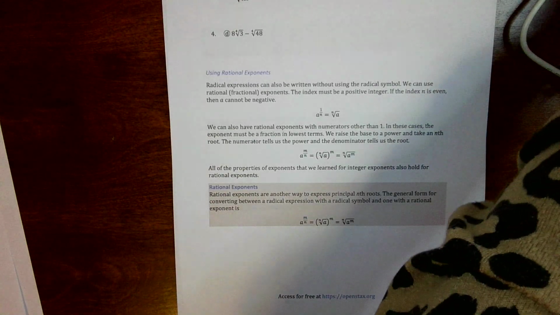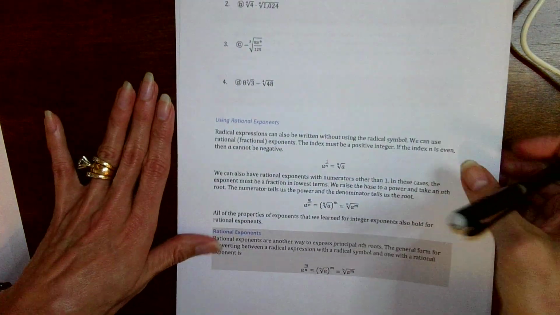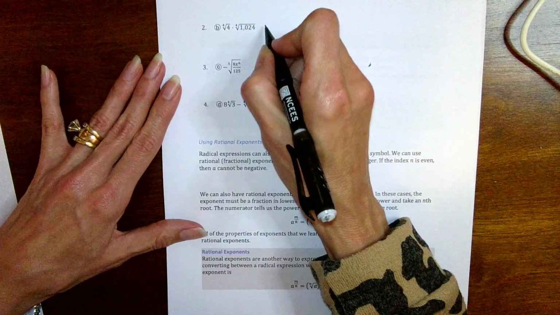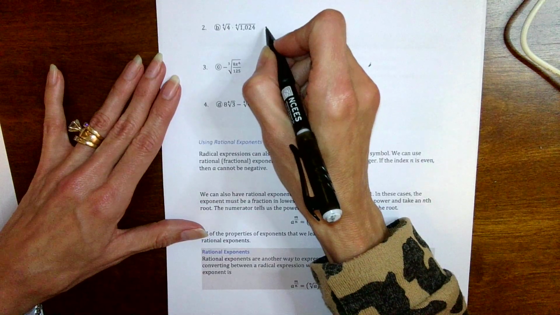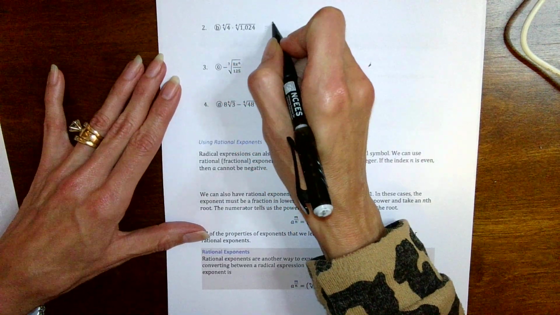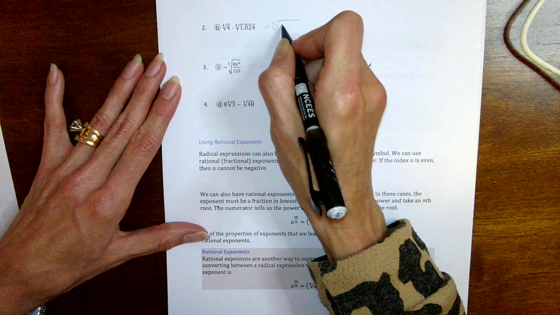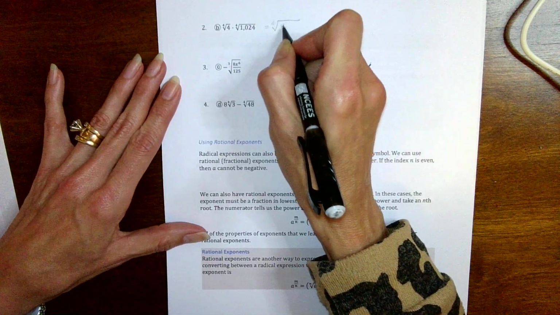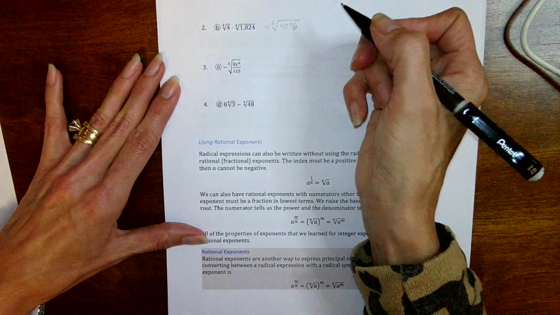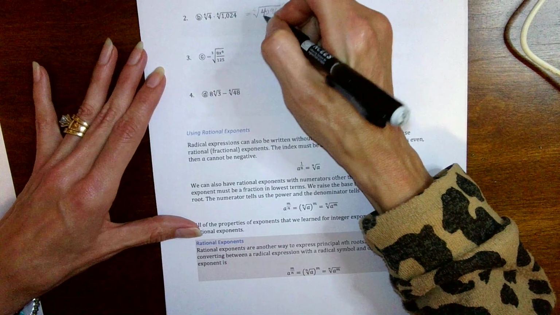Alright, let's do some more. So I'm going to go ahead and multiply this. They're both the fourth root, so this becomes the fourth root of 4096, and that one is a really big one.